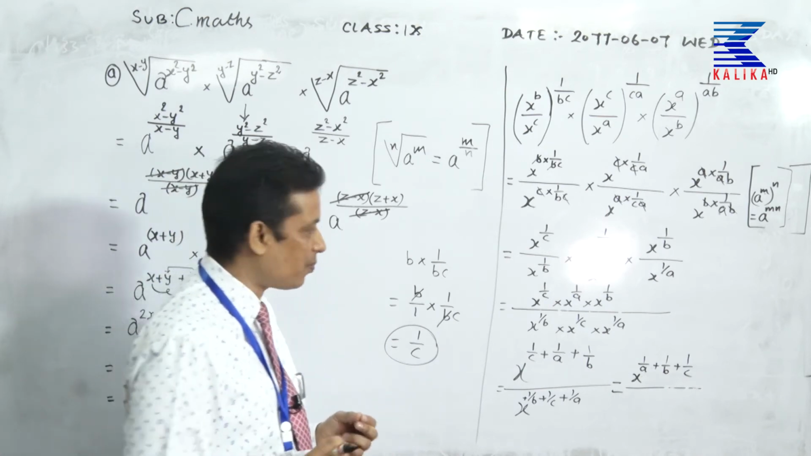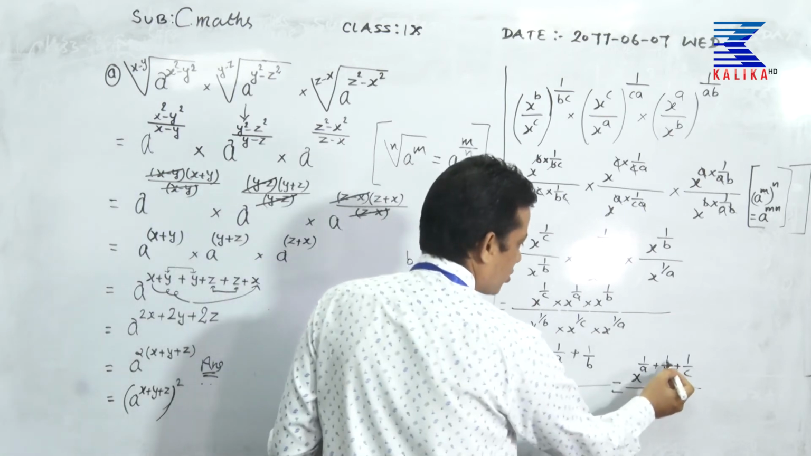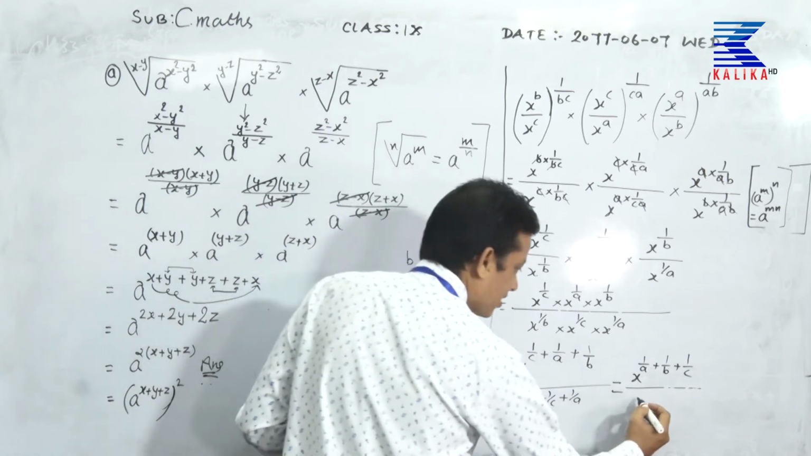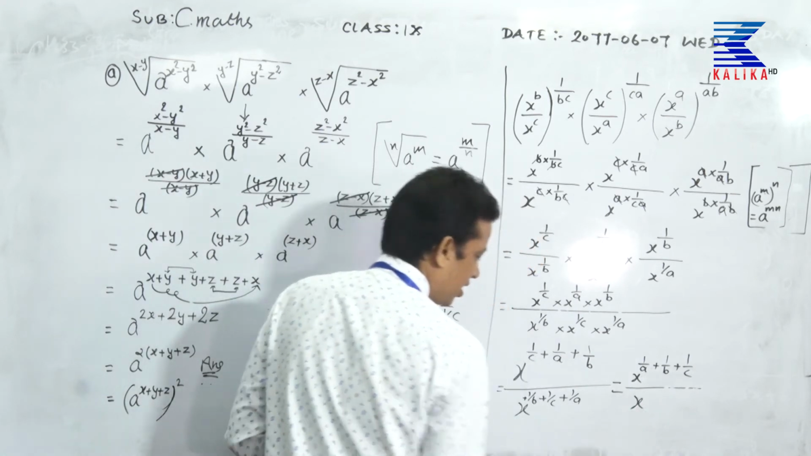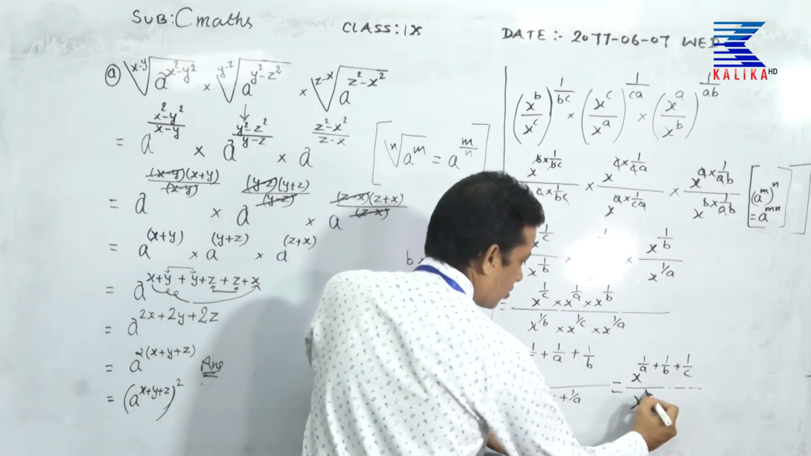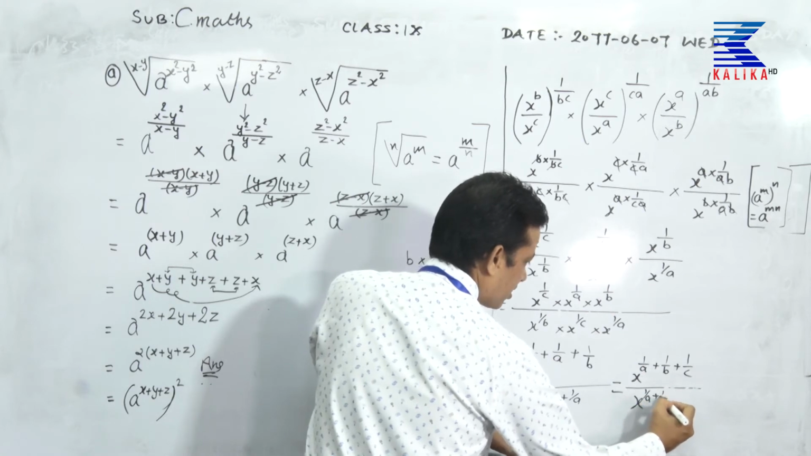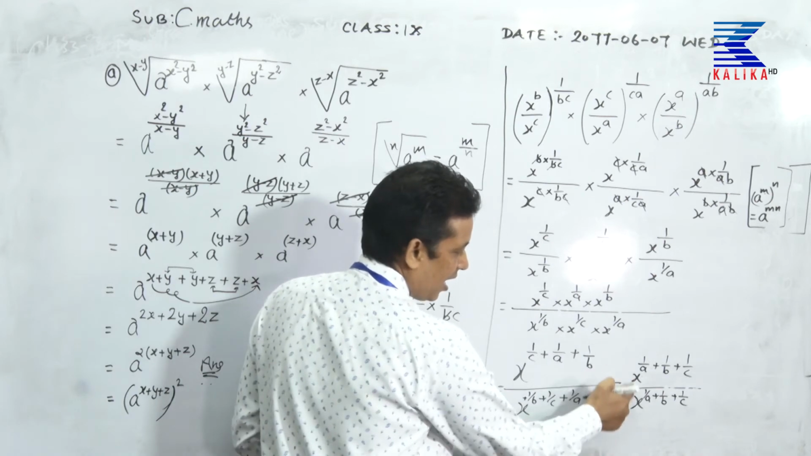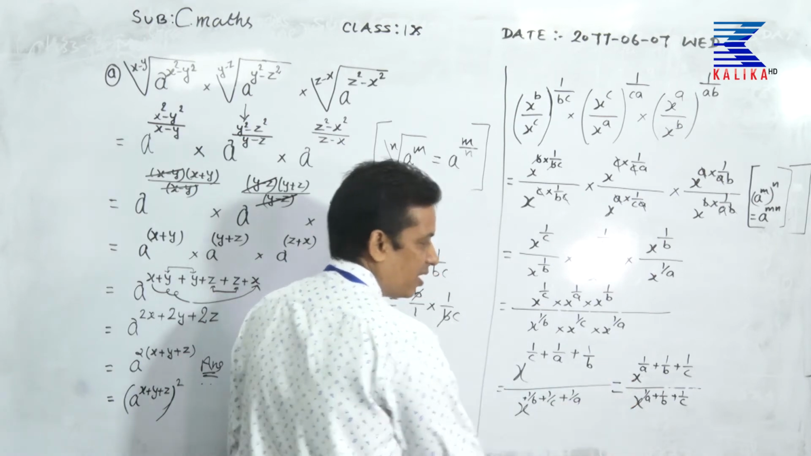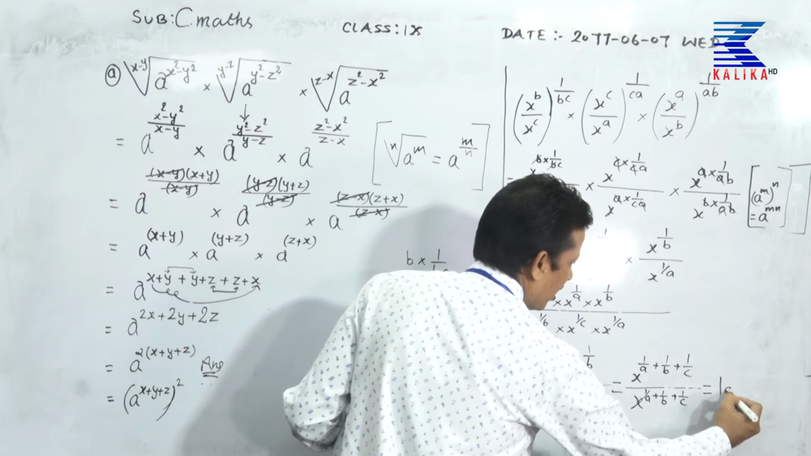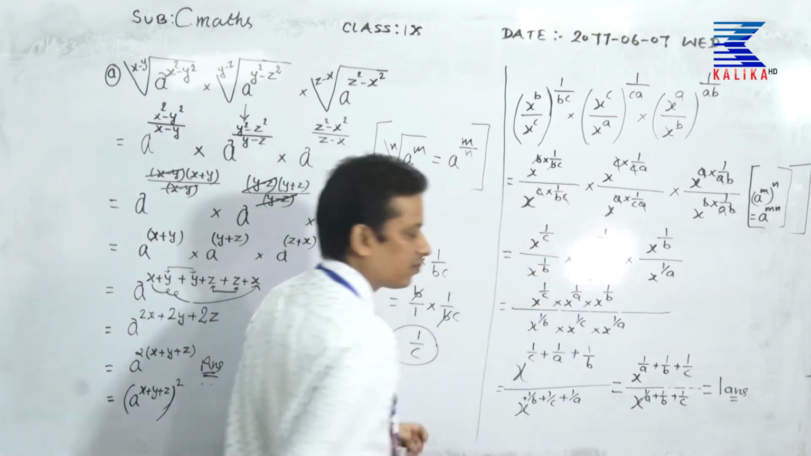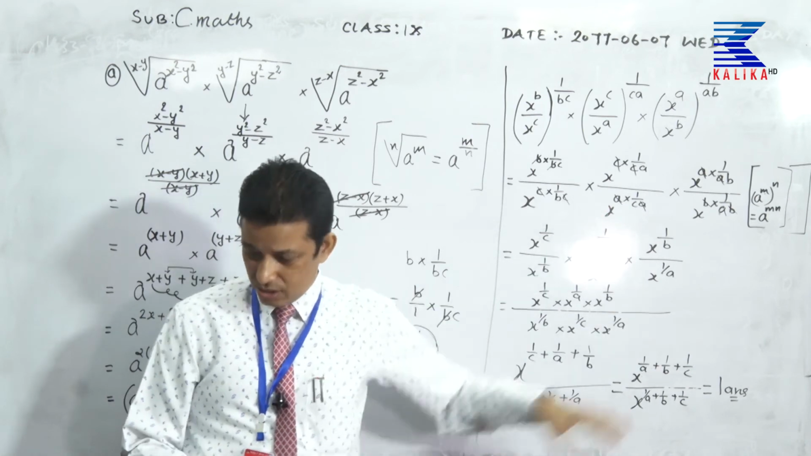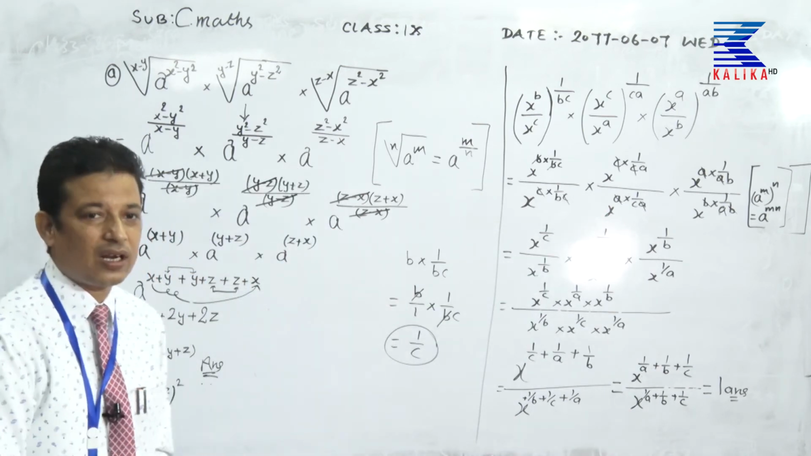So, using this property, here 1 by a plus 1 by b plus 1 by c, I have just managed the term. To manage the beauty of mathematics, in the denominator you can see here also x to the power 1 by a plus 1 by b plus 1 by c. Same term, numerator and denominator, this is equal to one, answer. So, dear student, you can copy this slowly, so that you will understand clearly.